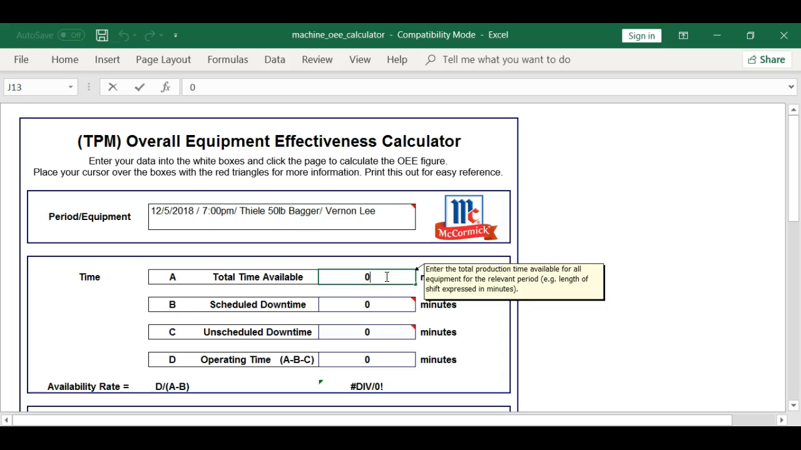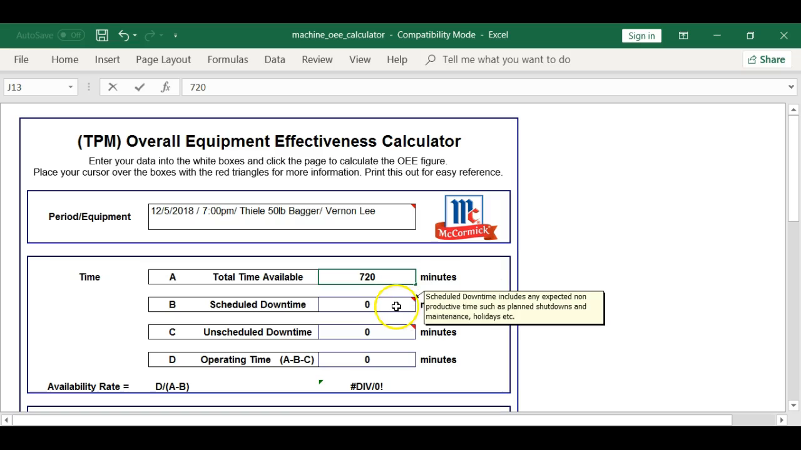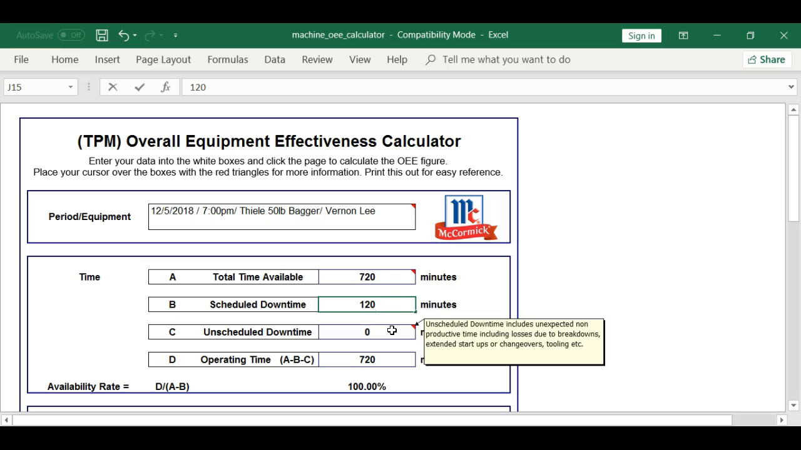We work 12-hour shifts, so in 12 hours we have roughly 720 minutes. For downtime, we schedule at least 2 hours for anything that happens, like changing out belts, a motor failing, or bag jams. It's a whole bunch of things that can happen. So we schedule 2 hours, 120 minutes, of scheduled downtime.